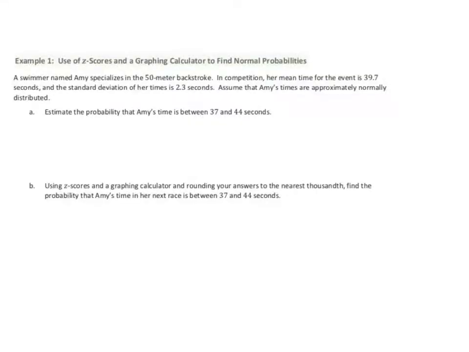All right, now we're going to go through using z-scores and a graphing calculator to find normal probabilities. There's some new information we're going to get through this example, and we're going to use our graphing calculator to graph some things and to find some data. So a swimmer named Amy specializes in the 50-meter backstroke. In competition, her mean time for the event is 39.7 seconds. The standard deviation of her times is 2.3 seconds. Assume that Amy's times are approximately normally distributed.